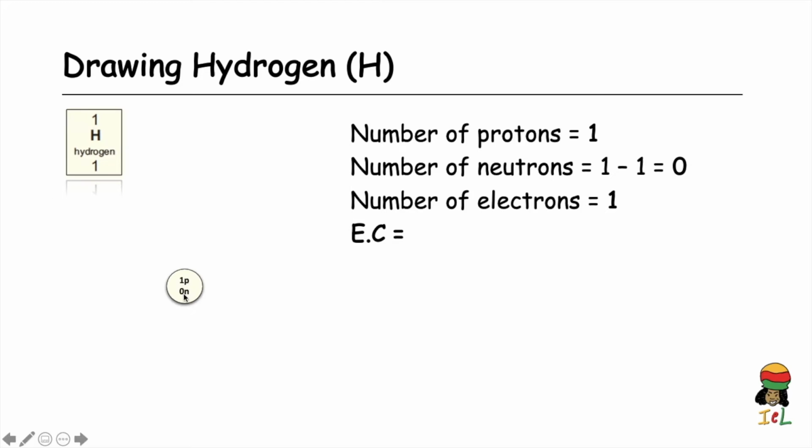1 proton and 0 neutrons. There is only 1 electron to arrange on the atom, so we draw the first shell and place the 1 electron on that first shell. There are no more electrons to be arranged, so the diagram of hydrogen is complete. As a result, the electron configuration of hydrogen is simply 1, meaning there is 1 electron on a single shell.